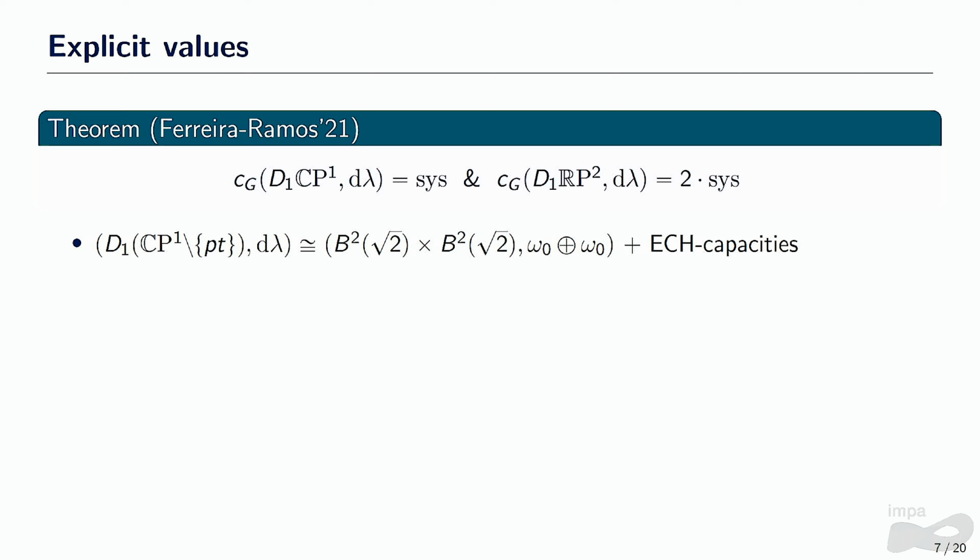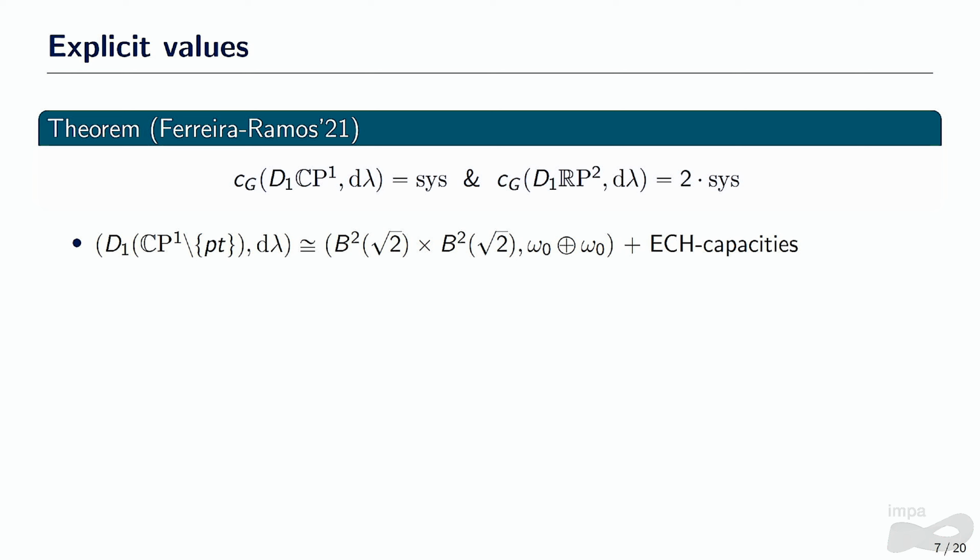Where we can easily embed a ball, just diagonally, a ball of radius square root 2. And then Vinicius and Brian used ECH capacities to show that this embedding of the ball is actually optimal.